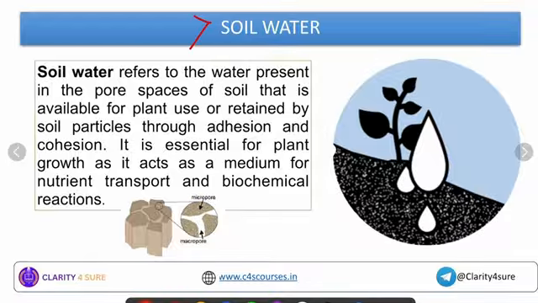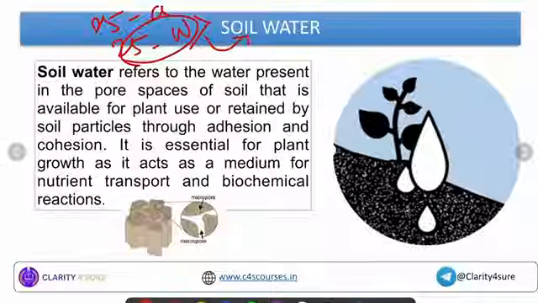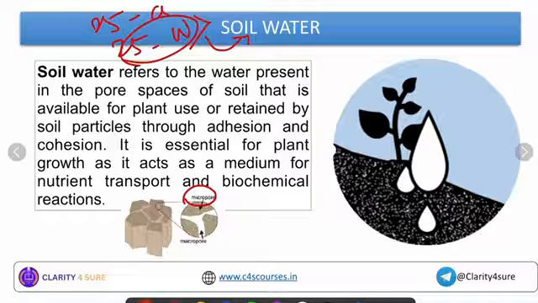So we know that in soil we have 25 percent of air and 25 percent of water. This is the water we are talking about. This is the soil water. And this soil water could be present in the micropores or it could be present in the macropores. These are large, these are small.